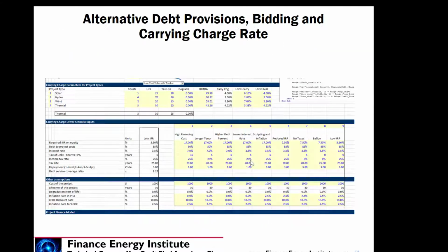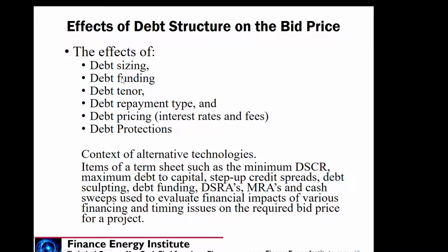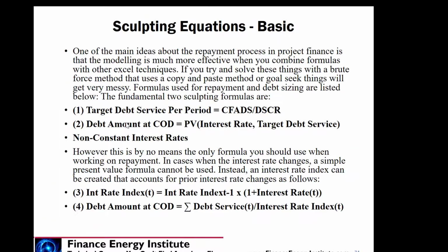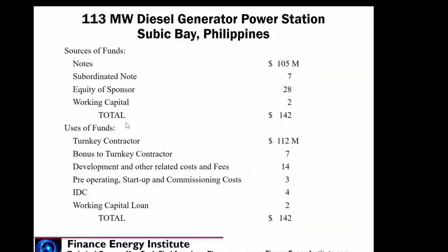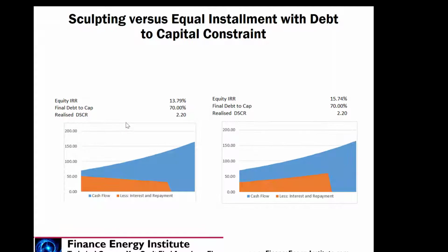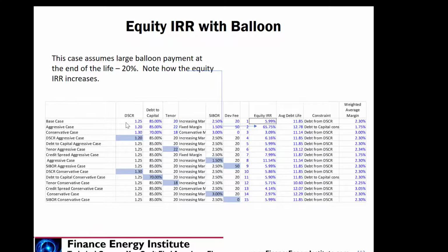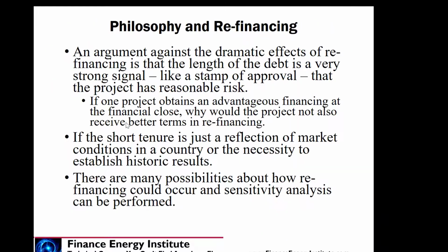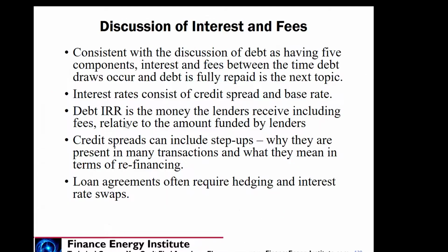Okay. And then we said, okay, there's debt sizing, debt funder, debt tenor, and refinancing. I should have put debt repayment type and refinancing. And now there's debt pricing and then debt protections. And I'm probably going to exhaust myself before I get to all the debt protections. But let's talk about the interest rates. So there's our sculpting formulas, our tricks on getting the project cost higher, our sculpting analysis, our balloon payments, and we're getting to the interest rates.